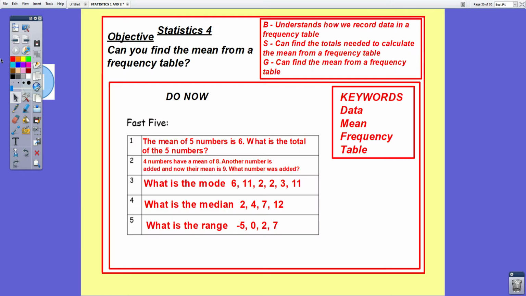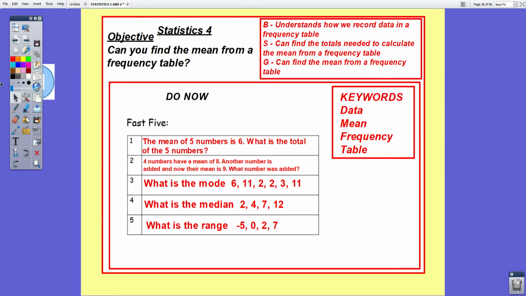Today it is Statistics Lesson 4, and our objective is, can you find the mean from a frequency table? Bronze success criteria: understand how we record data in a frequency table. Silver: can find the totals needed to calculate the mean from a frequency table, and gold: can find the mean from a frequency table. Our keywords, not many today: data, mean, frequency and table.